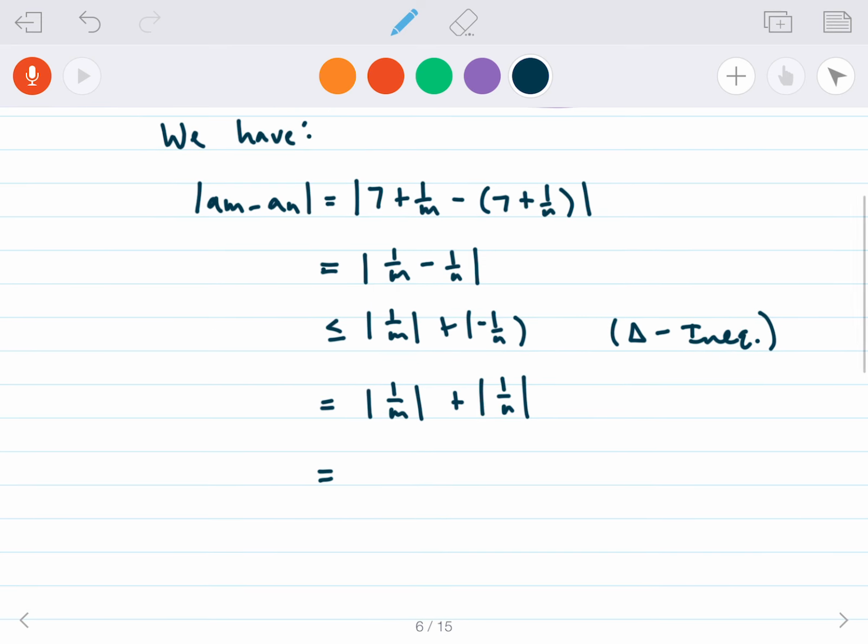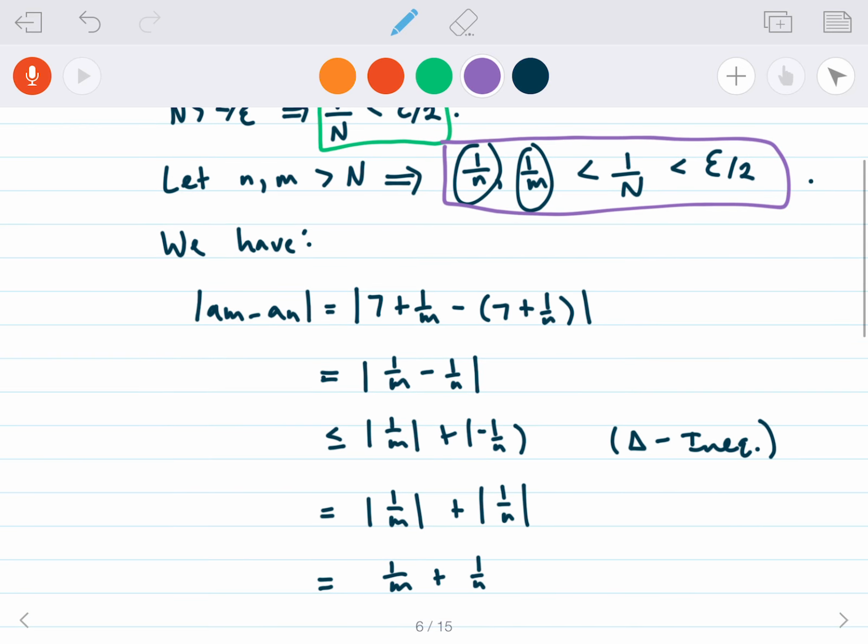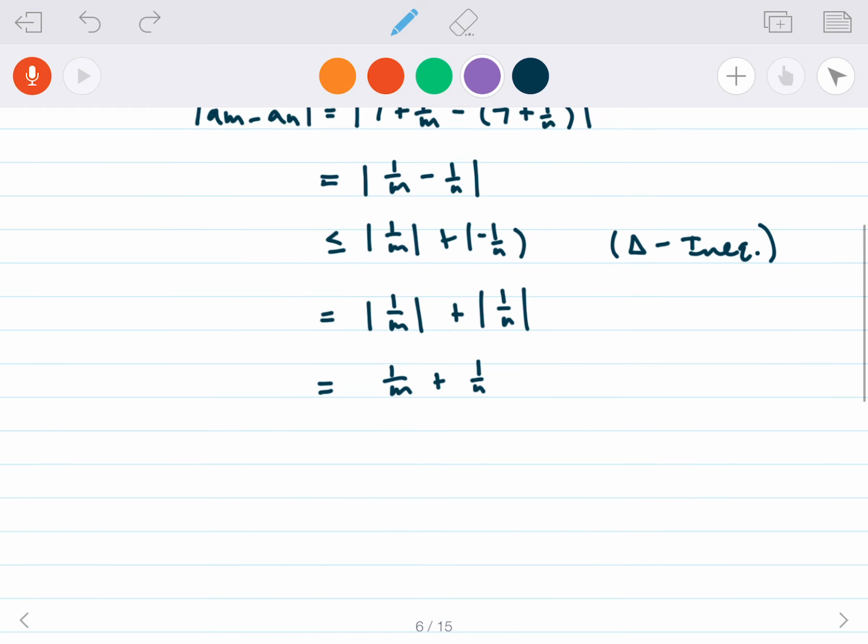Since little m and little n are positive, we can ditch the absolute value bars and just say this is 1 over little m plus 1 over little n. And by the purple, we have 1 over little n is less than epsilon over 2, and 1 over little m is less than epsilon over 2, right? So this is going to be less than epsilon over 2 plus epsilon over 2, which equals epsilon. And so that's just the definition of Cauchy, and so we know that our sequence is Cauchy.